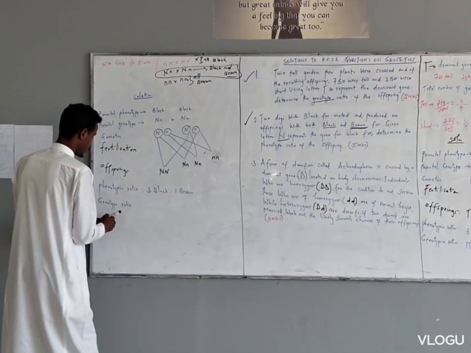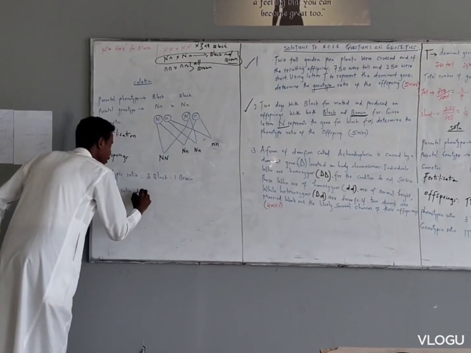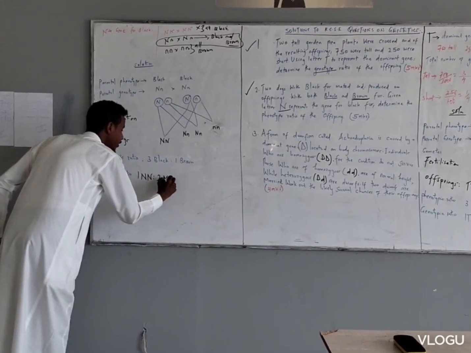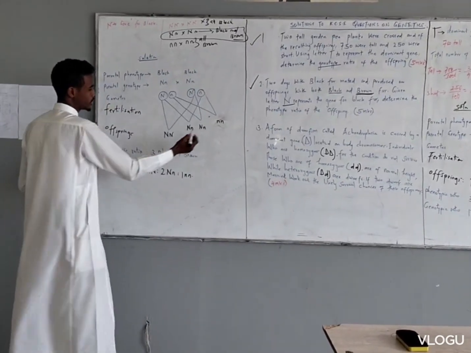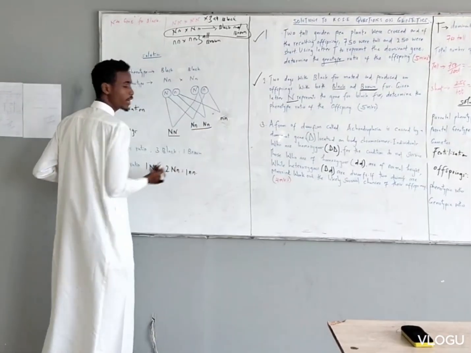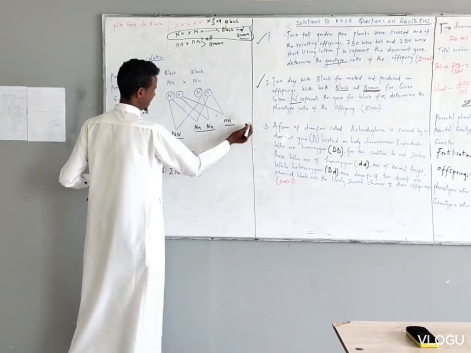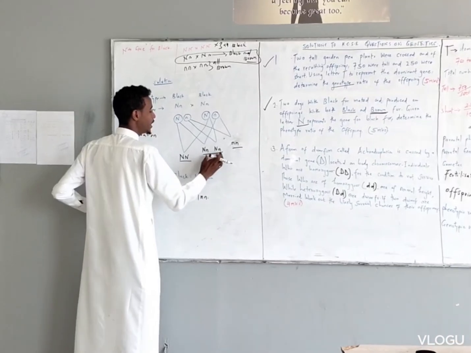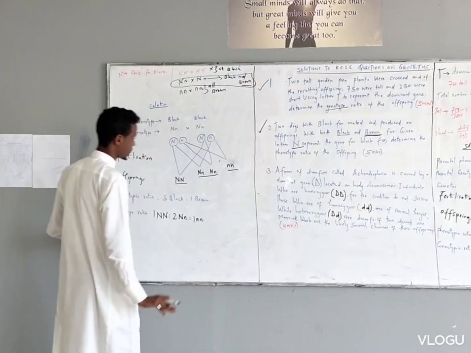Now genotype ratio. The genotype ratio is 1 homozygous dominant, 2 heterozygous, and lastly 1 homozygous recessive. These ones are homozygous dominant, heterozygous, and homozygous recessive.